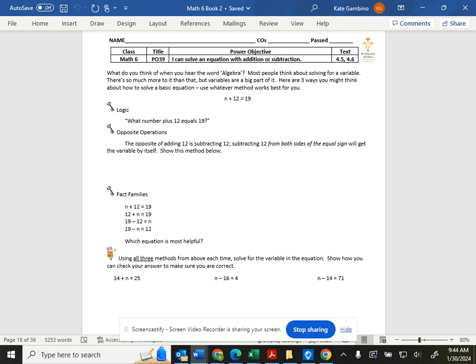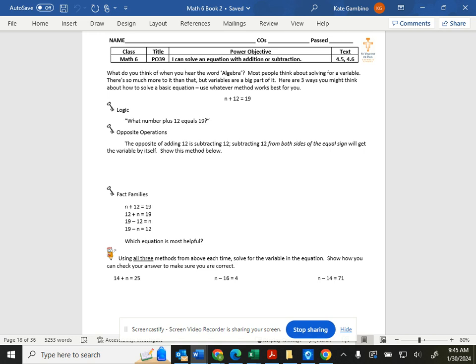So remember, we had our 3 different ways of solving this. Logic, opposite operations, and fact families. It's super easy to do this math. People are saying, oh, I can do it in my head. I can use logic. I know how to do this. Those opposite operations do come into play a part in our math as we go on. So we want to make sure that we are paying attention to how to do those opposite operations.